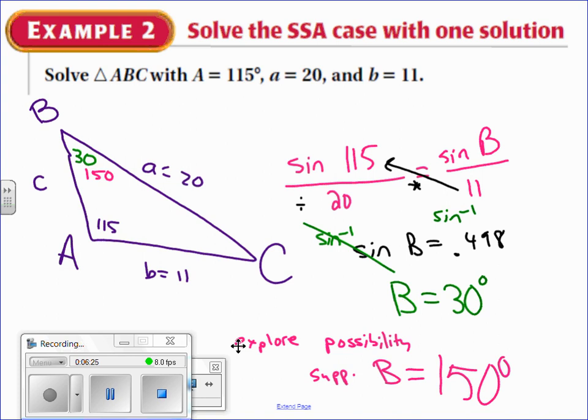No, because we cannot have over 200 degrees in a triangle. So in that case, my supplement possibility is just trash can. So this is only one possible solution to this triangle, having the 30 there. So let's finish solving the triangle.